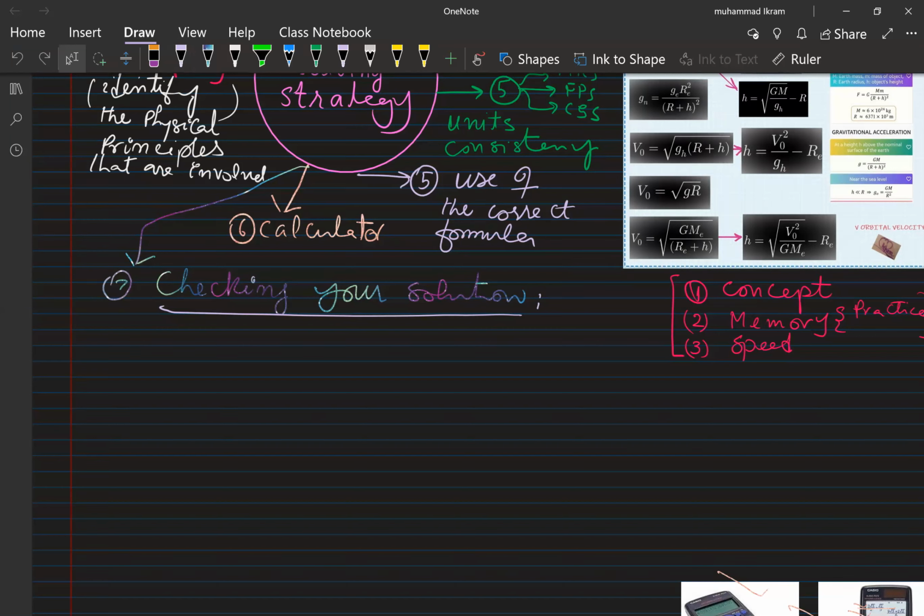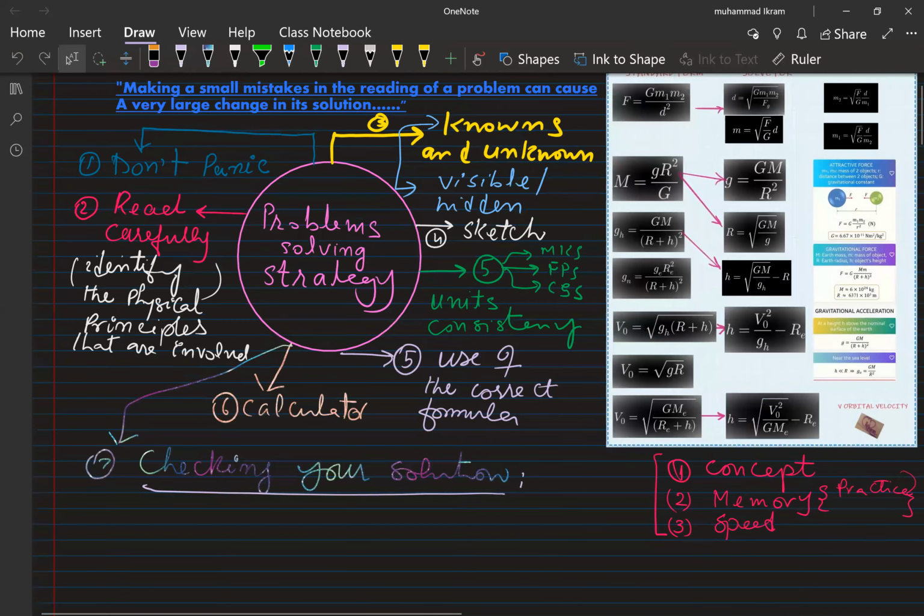Yeah, for example, if you are calculating the mass of the moon and the mass of the moon came out to be bigger than the mass of the earth, then that is not a reasonable solution. So checking your solution is the most important point. These are the few steps which you need to solve a particular problem.